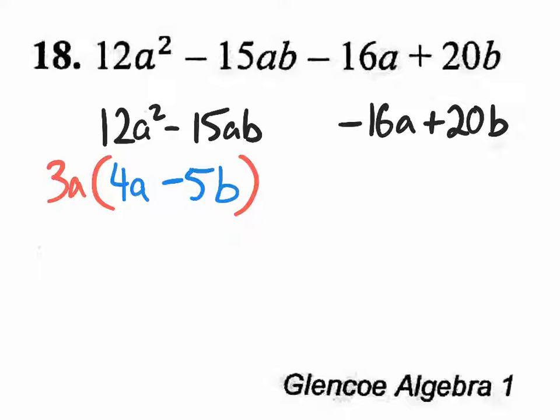Now let's look at the other one. And the first thing that comes to my mind is just to pull out a 4, correct? But it'll be better to pull out a negative 4. But I want to pretend that I don't see that right now. I'm going to pull out a 4.